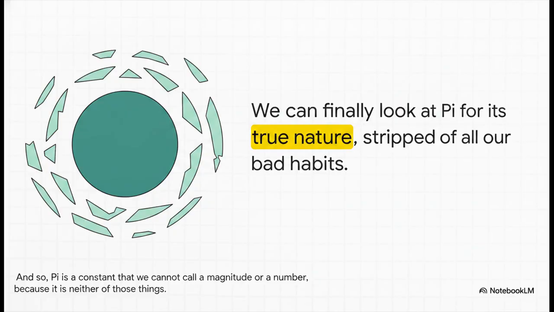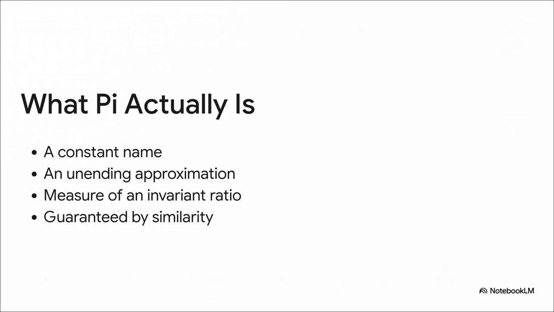So, having completely broken down the illusion of magnitude and the illusion of completed numbers, we can finally reconstruct a definitive, structurally sound understanding of this deeply misunderstood concept. We can finally look at pi for what it actually is, totally stripped of all our bad habits. To summarize what pi actually is, it's simply a constant name. It's the title we give to an unending approximation of an invariant ratio's measure. And crucially, its invariance, its unchanging nature, is guaranteed purely by the geometric similarity of all circles, absolutely not by the existence of an actual standalone number or a physical magnitude called pi.